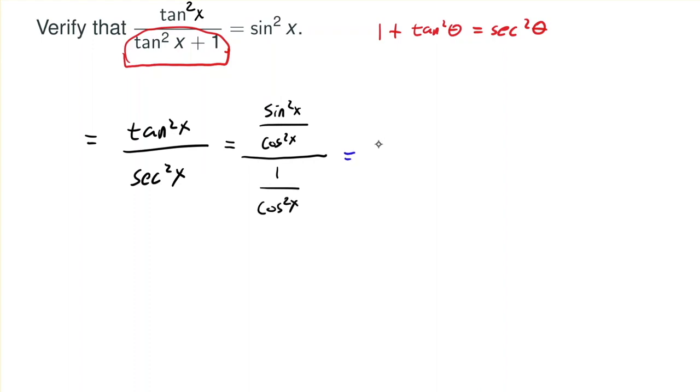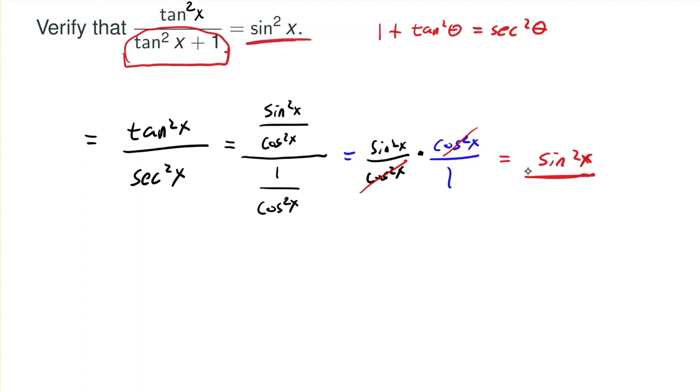Then we have sine square x over cosine square x. And dividing a fraction is the same thing as multiplying the reciprocal. So we multiply the reciprocal, cosine square x over 1. And as you can see, these two cancel out. So the final answer, we simplified to sine square x. So as I simplify, I just naturally want to simplify it is equal to this. So we verify this is true.